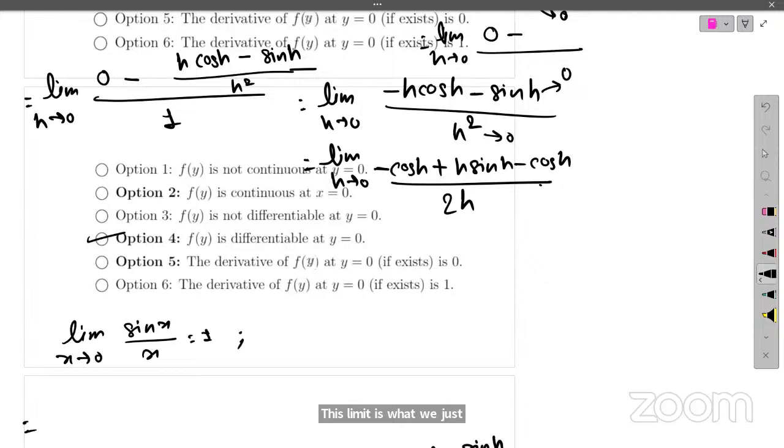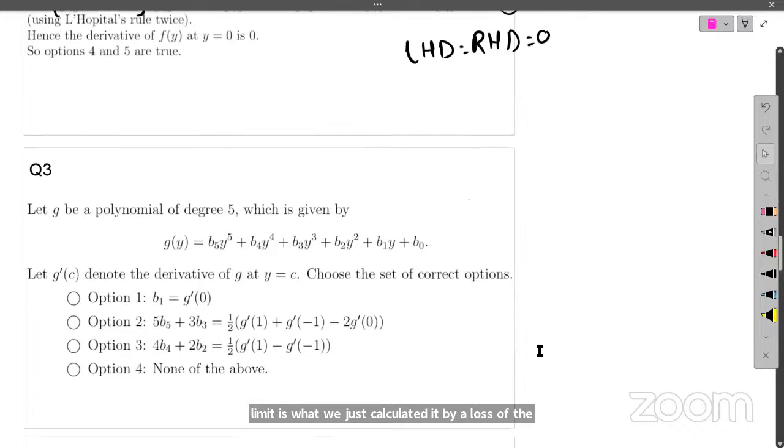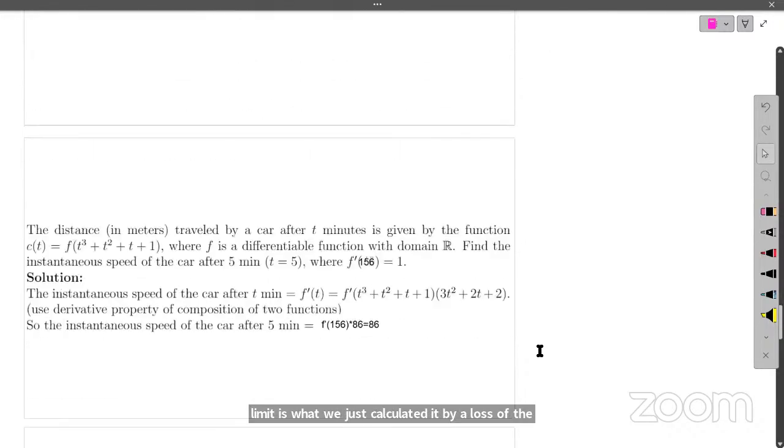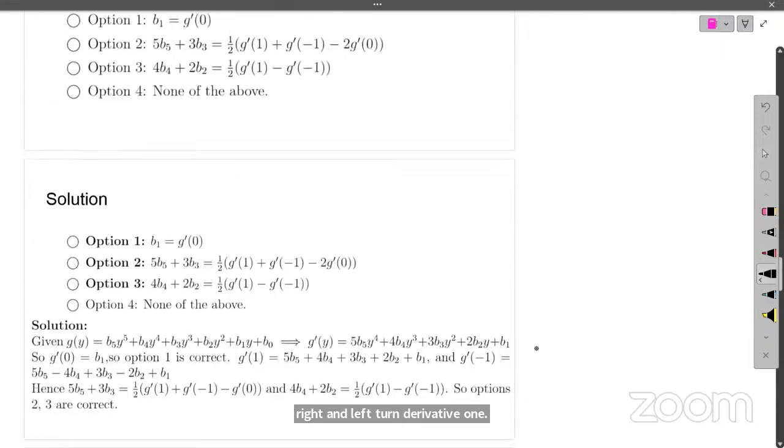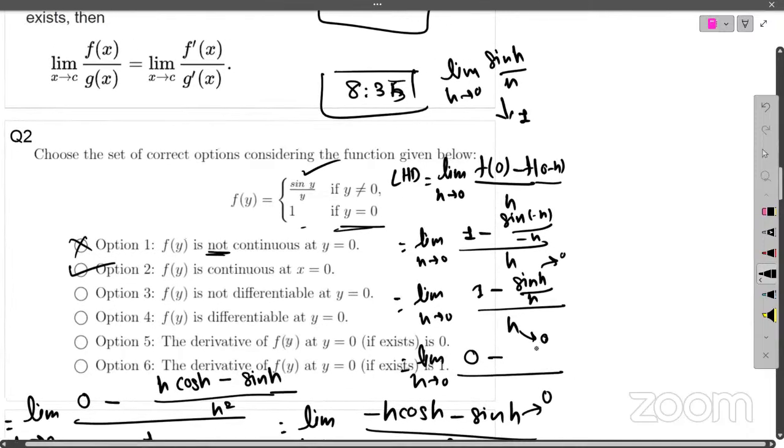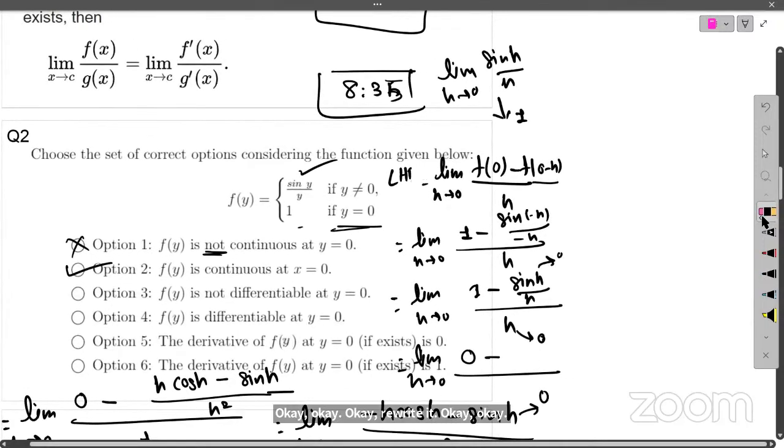Yeah, but you said the right and left-hand derivative is 1. No. Right and left-hand derivative is 0, not 1. Okay. Rewrite it. Okay. Yeah, I made some calculation mistake here.